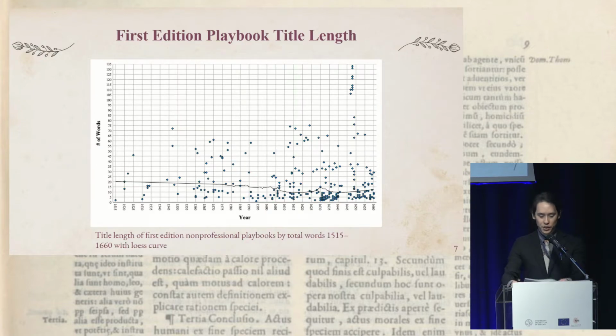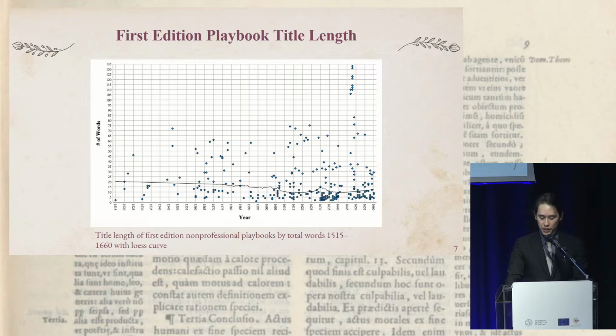And this applied to most printed drama. For if we turn to non-professional plays, so Inns of Court drama, university plays, Latin plays, closet plays, masks, pageants, etc., we see a similar declining trend. Though not as pronounced and sharp, non-professional titles too settle into a shorter title paradigm.